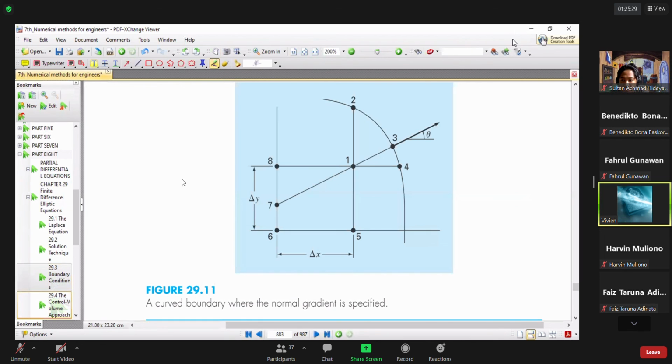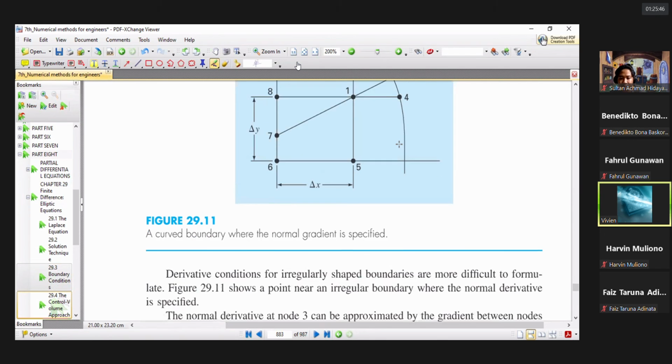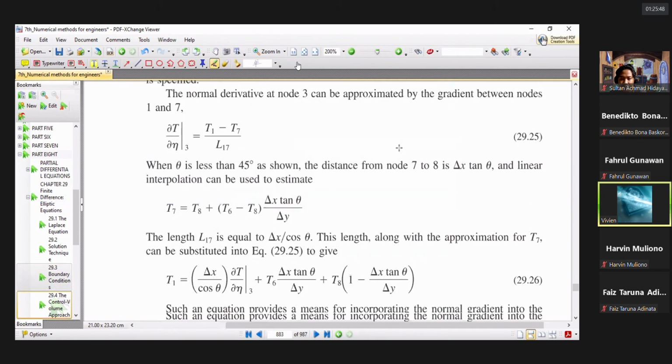Be careful when we have a curved boundary and a normal gradient. When we have a normal gradient, it means that it will be in the normal direction. So be careful with this. All right, I think that will be all.